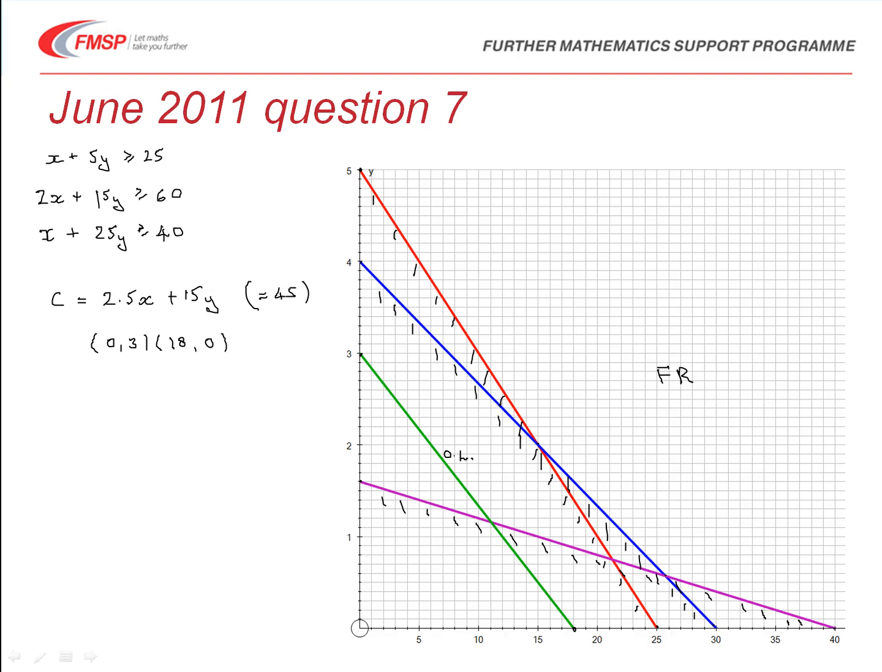So where do we pick up marks? Well, drawing a line through 0, 5 and 25, 0, that will give us 1 mark. A line through 0, 4 and 30, 0, that gives us a mark. A line through 15, 1 or 18, 0 and 30, 0.4. That will also give us a mark.